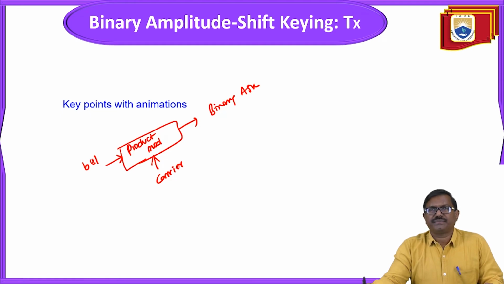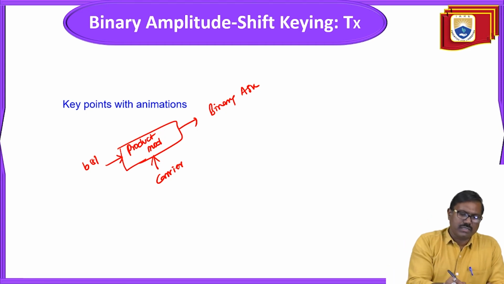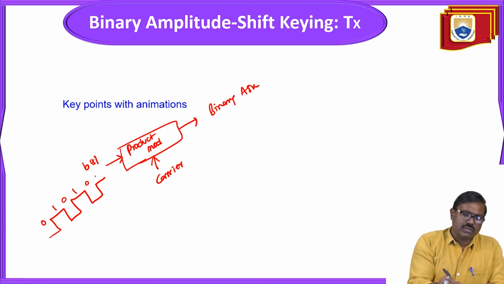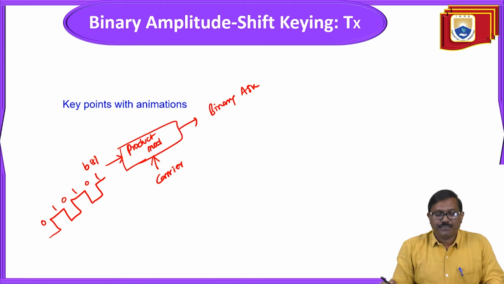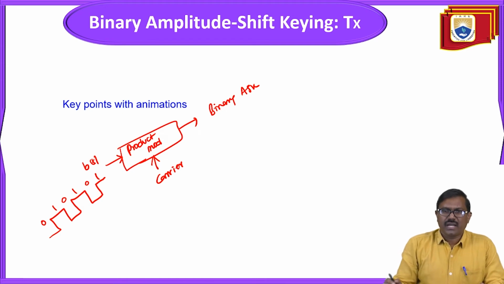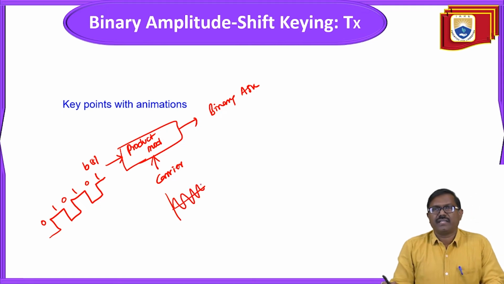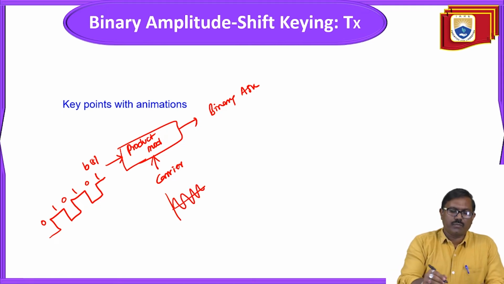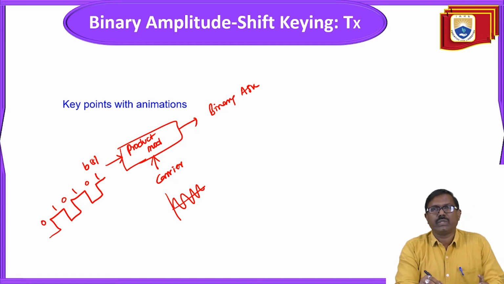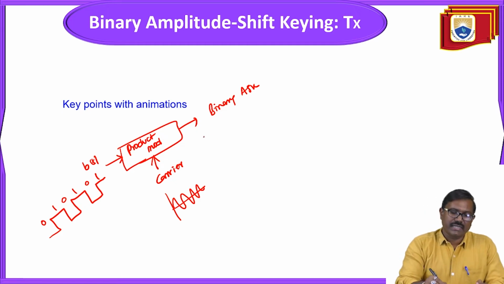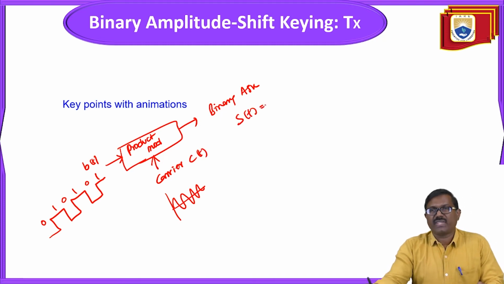Here, b of t is nothing but some data. For example, it is 0, 1, 0, 1, 0, 1. So this is coming, and the carrier is here, the continuous wave. After multiplying this b of t with c of t, the carrier, the produced signal is s of t.